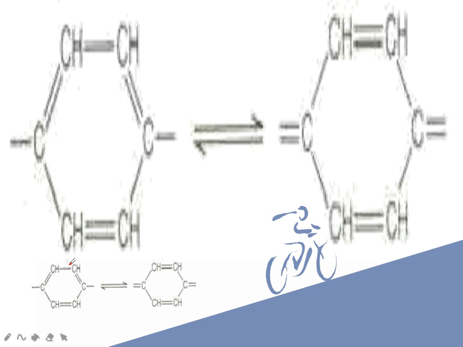And here is the example. The two forms are: one is the benzenoid form. Here this is a benzenoid form and here is a quinonoid form. They are in equilibrium to each other. The benzenoid form will be having one color and the quinonoid form will be having another color.